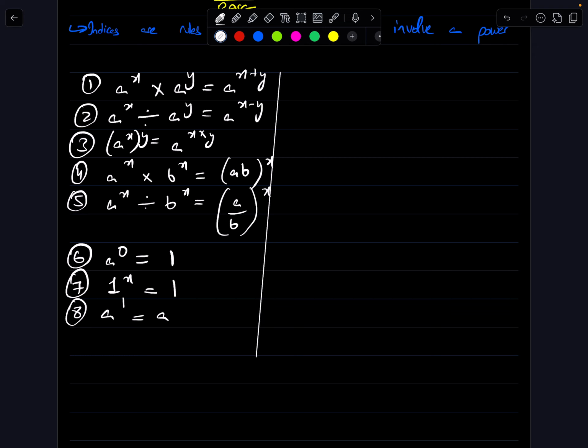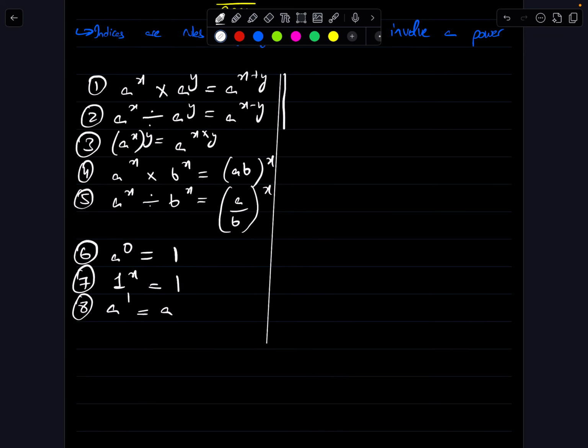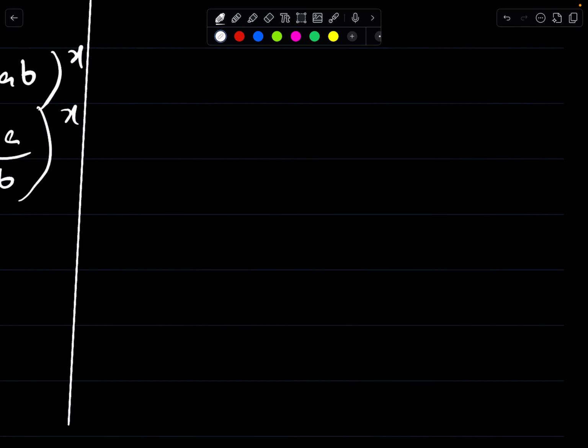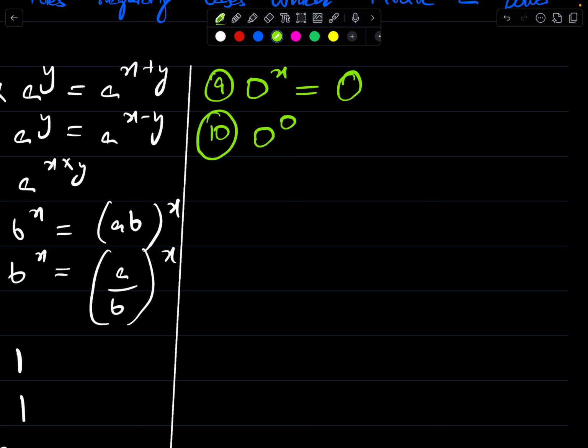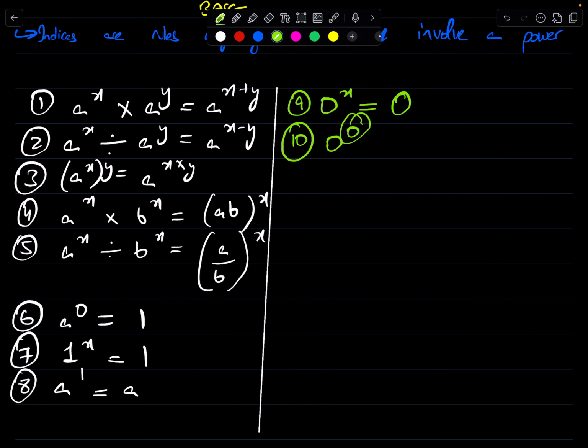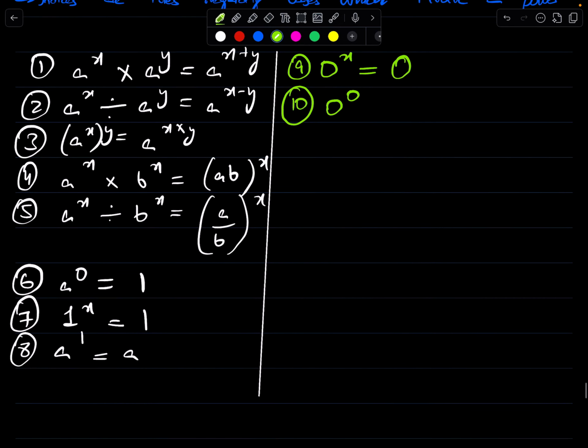Let's make a column for neat and tidy. Alright. Let's change the color to rule number 9. What if I have 0 to the power x? 0 to any power will always be 0. Then what if I have 0 to the power 0? What would this be? So one rule says that 0 to any power is 0, whereas the other rule says that anything to the power 0 is 1.